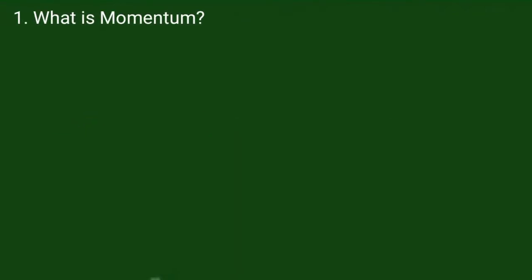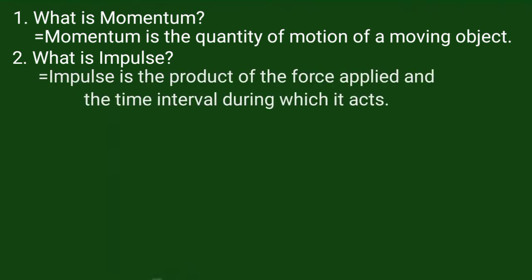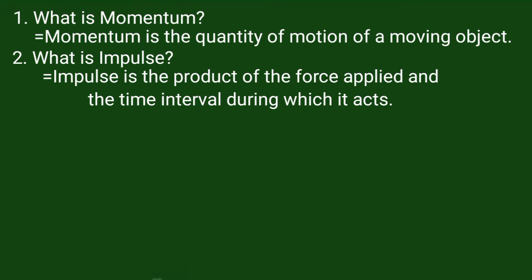Okay, let's check. Let us see if you get the correct answers. Question number 1. What is momentum? Momentum is the quantity of motion of a moving object. Question number 2. What is impulse? Impulse is the product of the force applied and the time interval during which it acts.